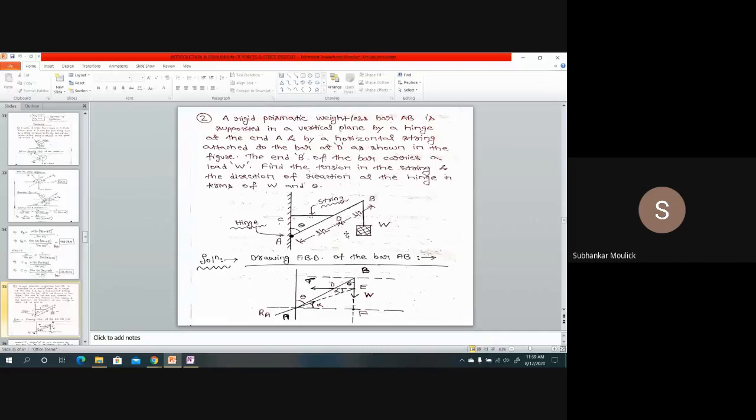Say that angle is alpha, and that is the angle you need to find out. Fine. Point D is nothing but the central point of the bar. That means if the length of the bar AB is L, then AD is L by 2 and DB is L by 2. Is the question clear?